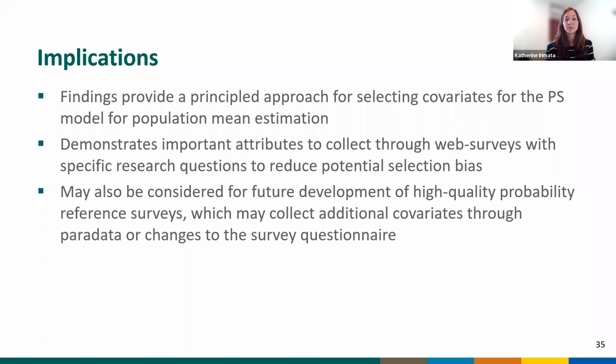The study also demonstrates important attributes to collect through web surveys with specific research questions in order to reduce potential selection bias. And so this is really important for survey practitioners who are designing survey questionnaires and thinking about what topics need to be measured or collected. And then this can also be considered for future development of our reference surveys because it can be used to collect additional covariates in order to adjust web surveys or non-probability surveys. And this has currently been done with NCHS's National Health Interview Survey, which has been the reference survey for RANDs.